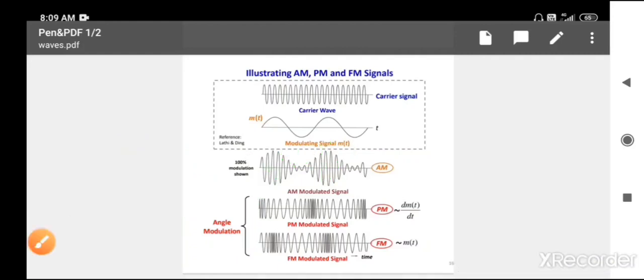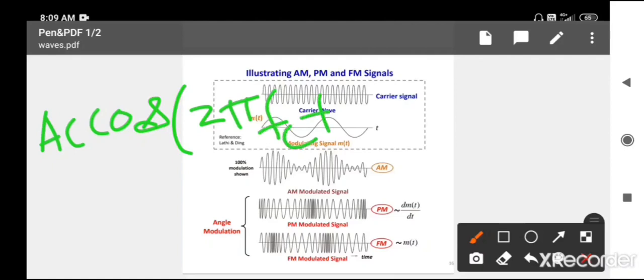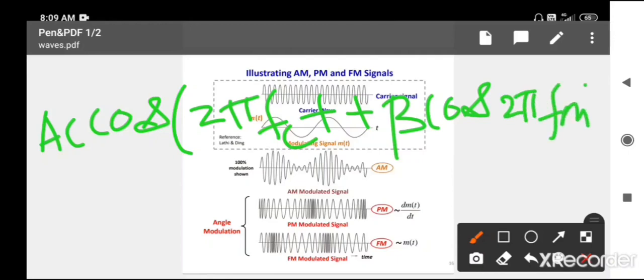So the PM equation is Ac cos(2 pi fc t + beta cos 2 pi fm t). So we can observe a difference between the FM and PM equations. There we saw sine, here it is cos. So it is the basic difference between the PM and FM equations.